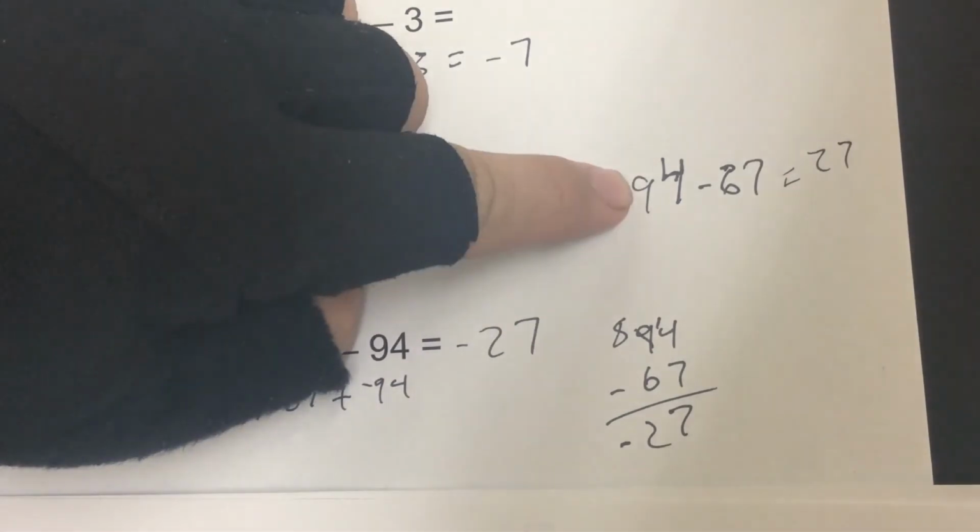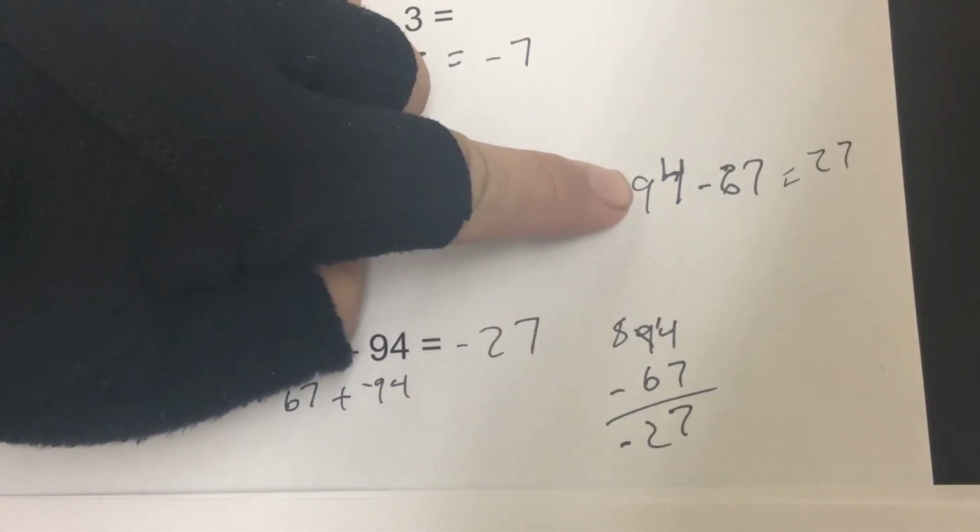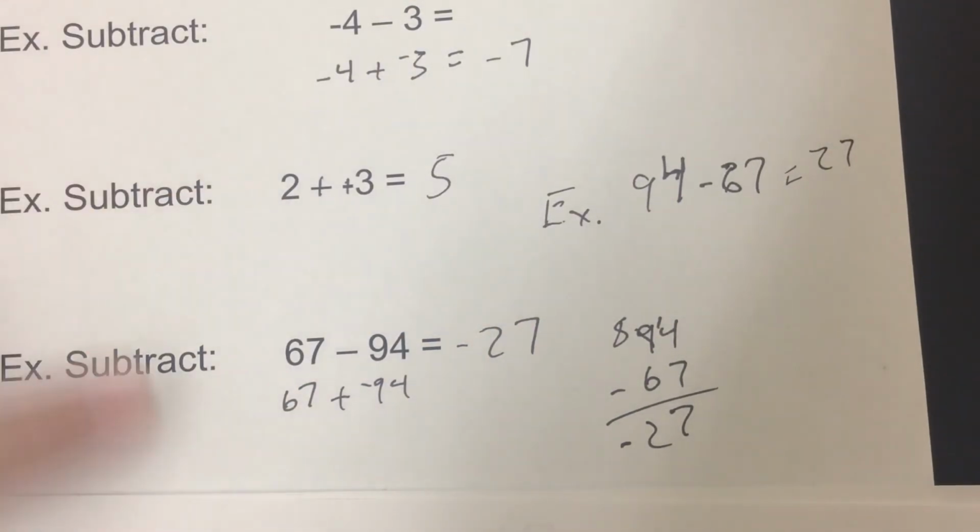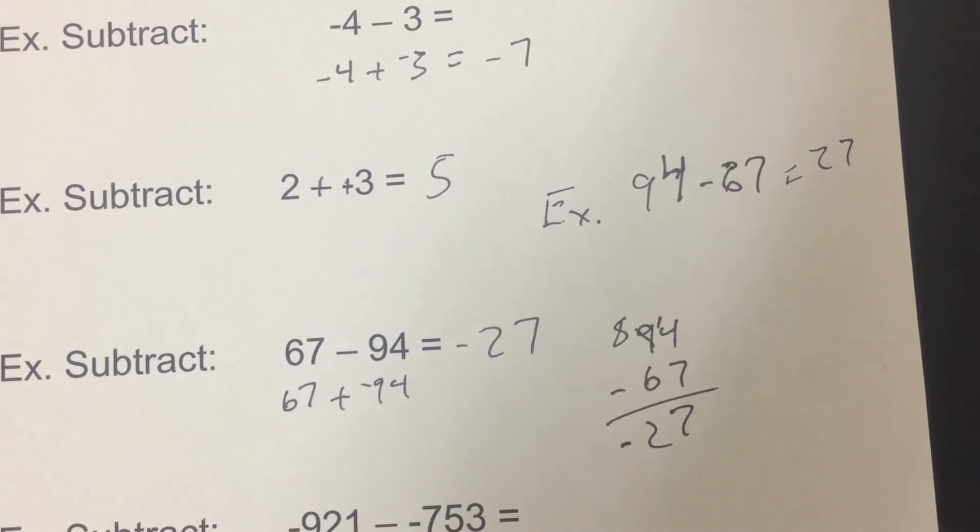So some of these, you don't have to do the leave change opposite, but on a lot of these, it's going to make it a lot easier. And especially here, 67 minus 94, we're going to get a negative because we're subtracting more than we have there. So it's easier to do the leave change opposite.